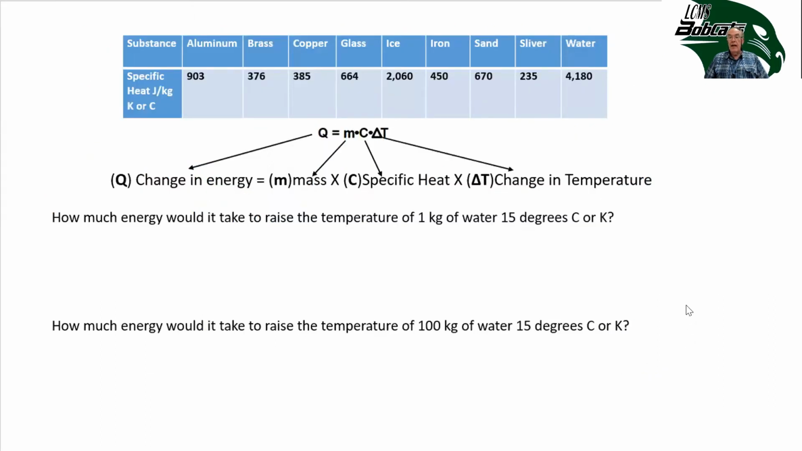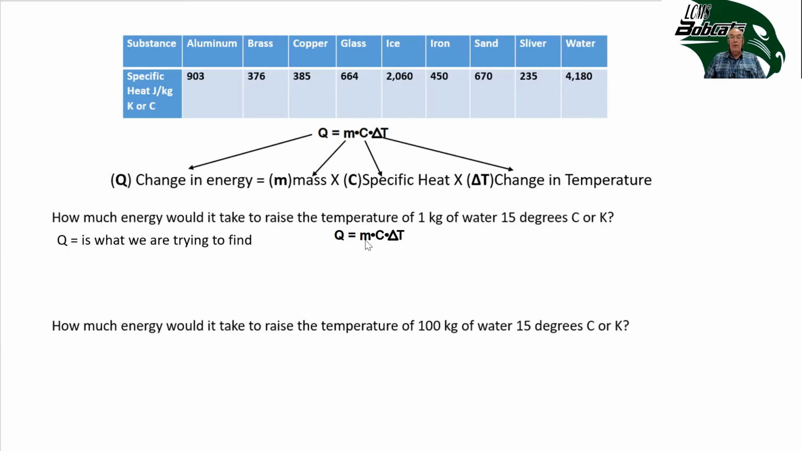Okay, so let's look at how we would apply this. Here's our equation, Q equals M times C times delta T. Q is the change in energy, M is the mass of the substance, C is the specific heat of whatever they tell us the stuff is, and delta T is the change in temperature. So how much energy would it take to raise 1 kilogram of water 15 degrees Celsius or Kelvin? Well, here's our formula, Q equals M times C times delta T.